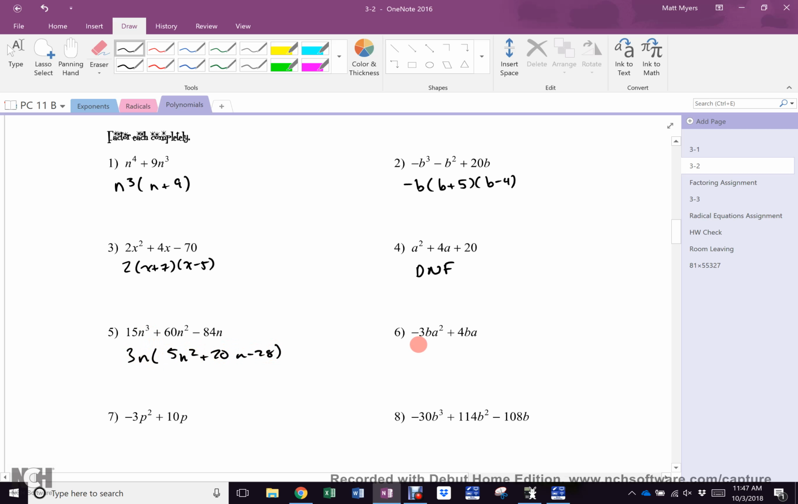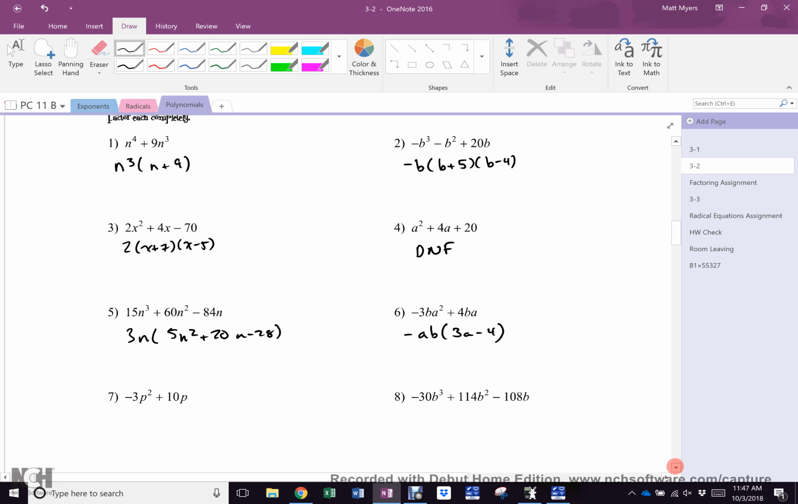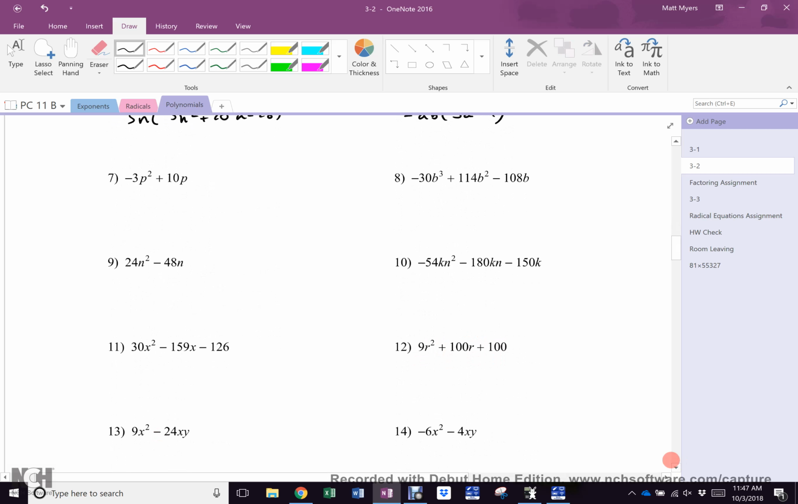6, Heyman. Minus ab. Yep, minus AB, okay. Most people write BA because it's written as BA, but that's cool. Bracket 3a minus 4. Yep, 3a minus 4. Well done. 7. Who are we to?